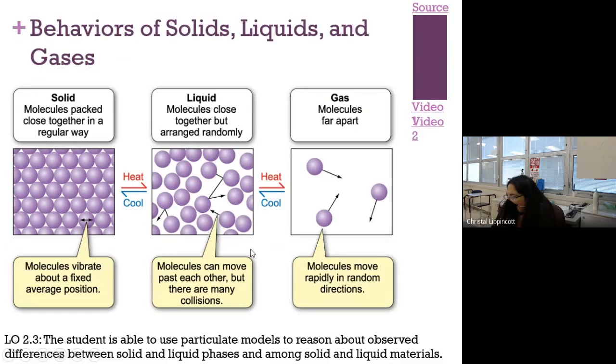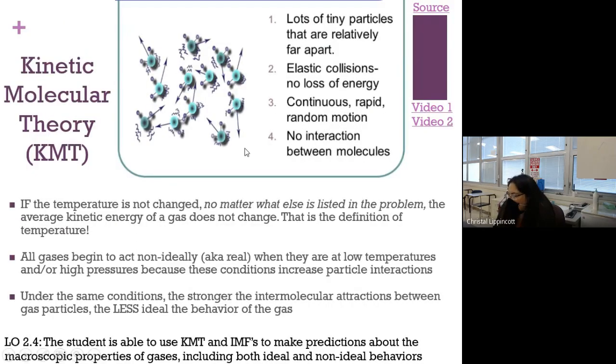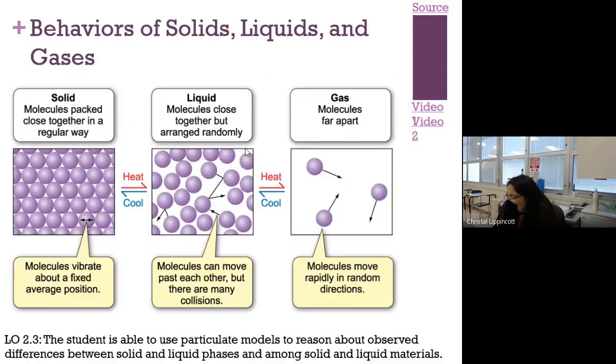All right, behaviors of solids, liquids, and gases. Solids are packed close together. Liquids are arranged randomly and they have the ability to flow, and gases are arranged even further apart and they have the ability to flow. Collectively, liquids and gases, since they have the ability to flow, are called fluids. We also look at the kinetic molecular theory here. I don't think there was a question on that one.